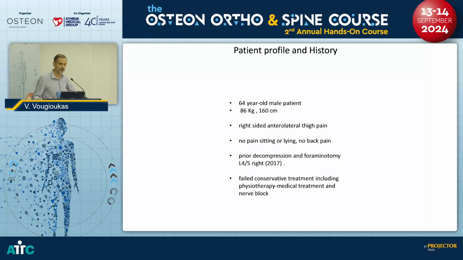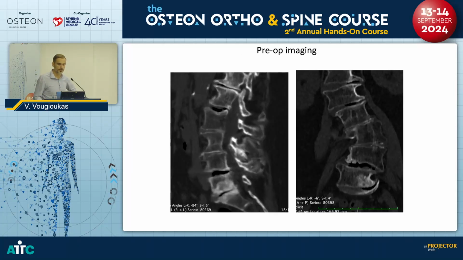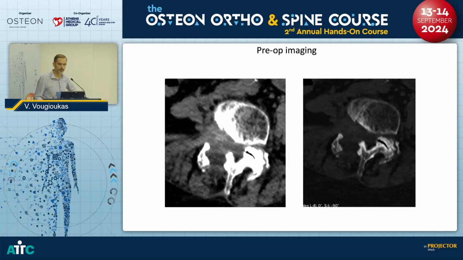This is a 64-year-old patient that has right-sided anterolateral thigh pain, no pain in sitting or lying, no back pain, and she had a prior decompression of foraminotomy at the L4-5 on the right side. And these are the images, and you see at 4-5 instability signs, a coronal deformity, sagittal deformity, and a big decompression at 4-5 on the right side. And she's still having pain, mechanical back pain, and right femoralgia from this operated segment.